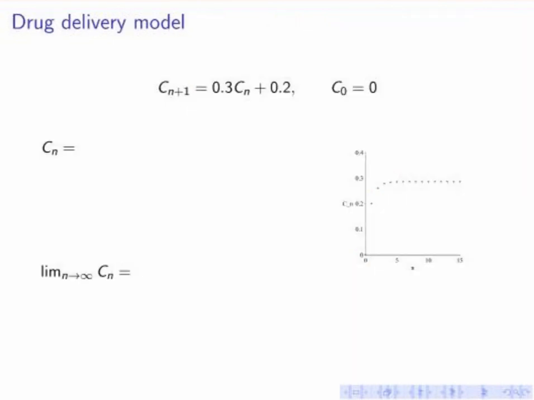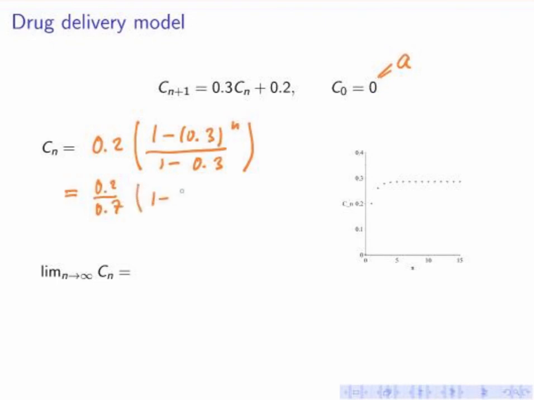So here's the drug delivery model again. And so let's write down the solution. The A term from before was 0, so we start with 0 drug concentration on the first day. So what we really get is C times 1 minus R to the n divided by 1 minus R. C is 0.2. 1 minus 0.3 to the n divided by 1 minus 0.3. And 1 minus 0.3 is 0.7, which we can then put up front. So we get 0.2 divided by 0.7 times 1 minus 0.3 to the n. And this is the same as 2/7 times 1 minus 0.3 to the n.